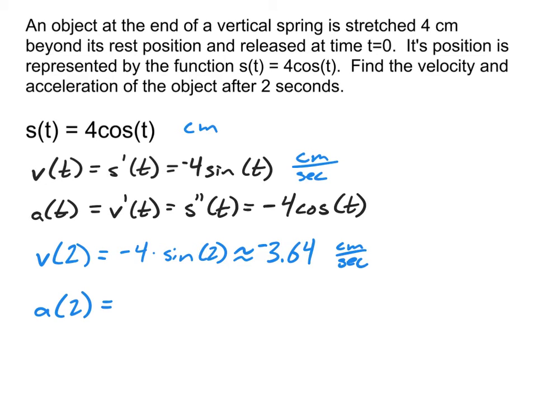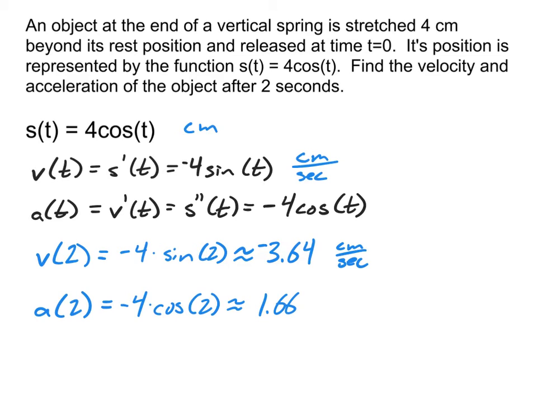All right, now we repeat the process for a of 2, where we're going to be doing negative 4 times cosine of 2 this time. And so that means we're going to be doing the negative 4 times about negative 0.416. Then we multiply that by the 4. And that gives us an answer of about 1.66.